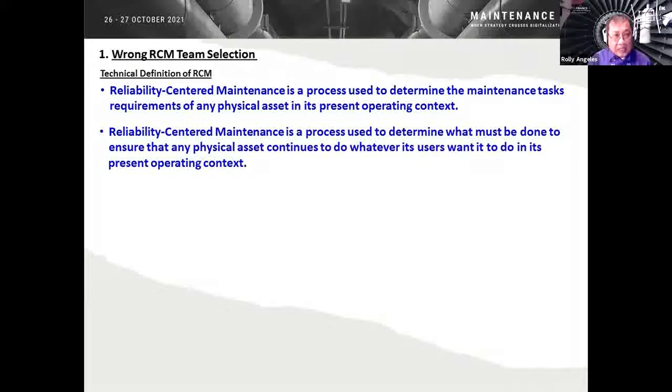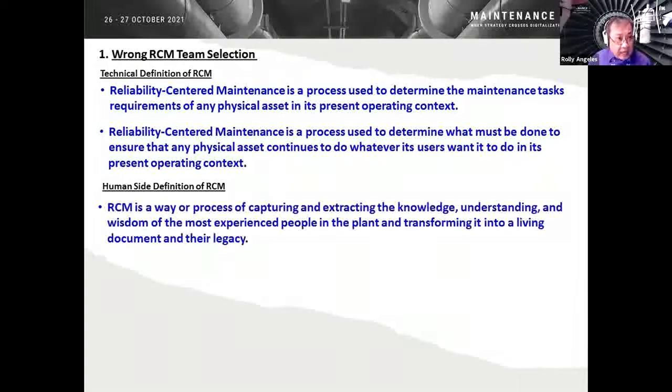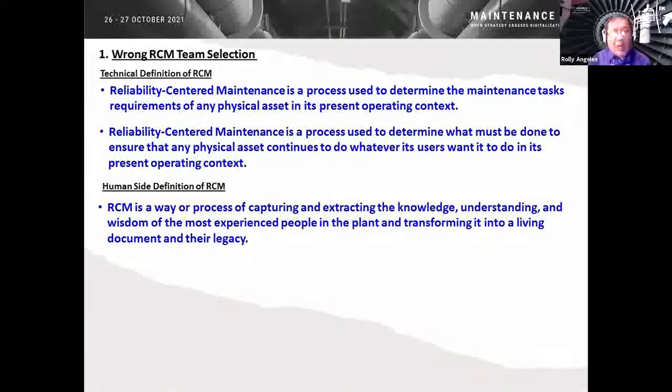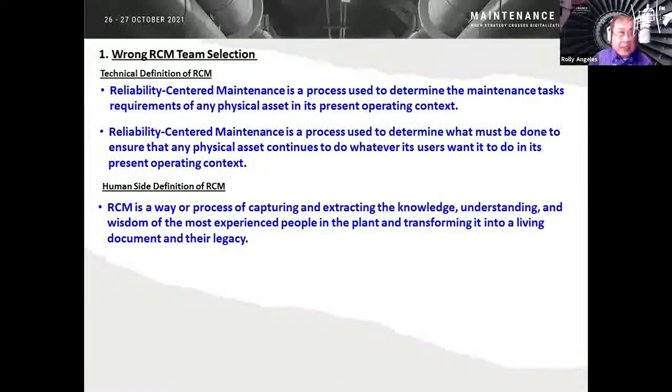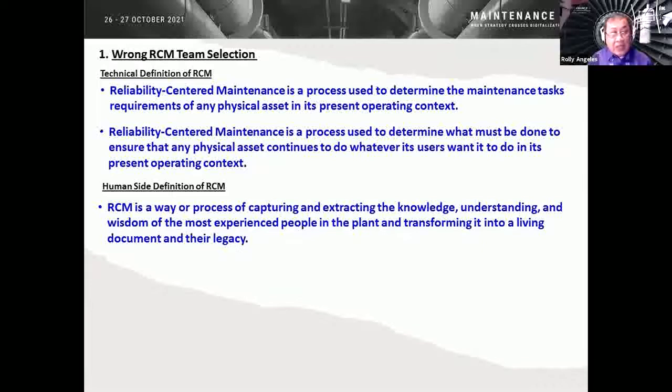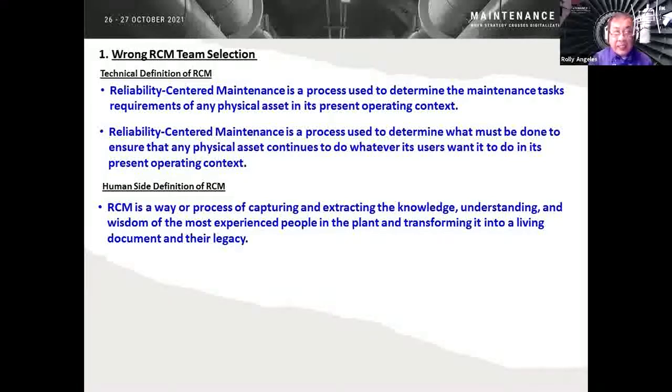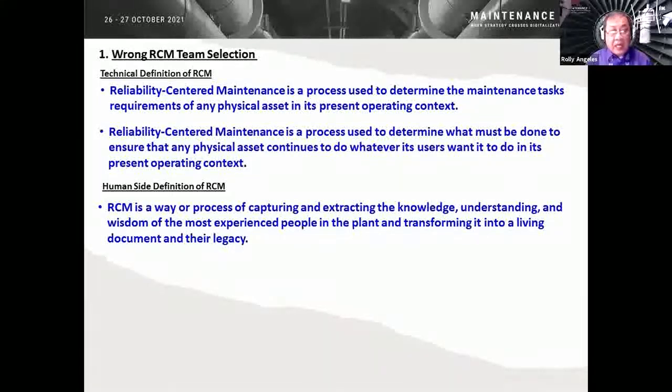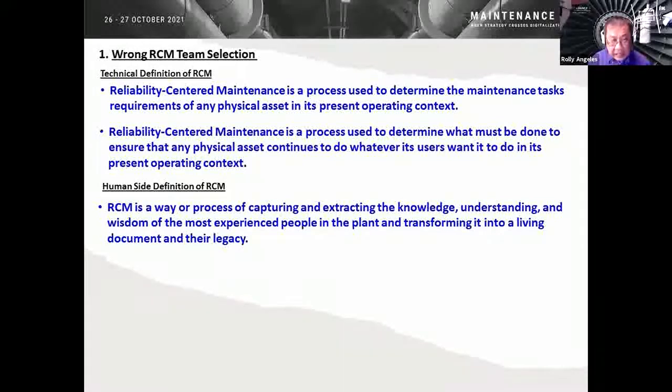Now, I also added a human definition of RCM. So if we talk about the human side definition, RCM is a process, a way, or a method of capturing and extracting the knowledge, understanding, and the wisdom of the most experienced people in your plant and transforming it into a living document as well as their legacy. Okay?